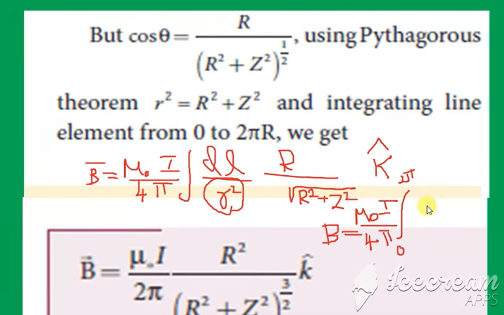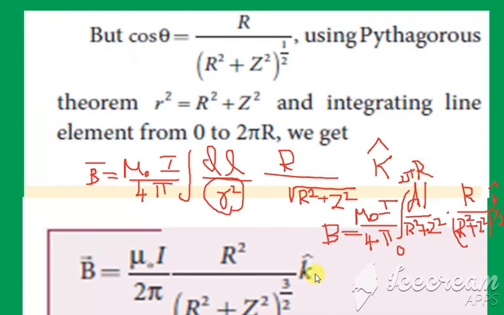Now when you write this dl as it is, divided by r square, the value is what? R square plus z square. So we get r square plus z square, into this r term as it is divided by r square plus z square, the whole power. This root can be written as power of 1 by 2, is it not? So we write power of 1 by 2 into k cap as it is. Let us take the limits to be 0 to 2 pi r.